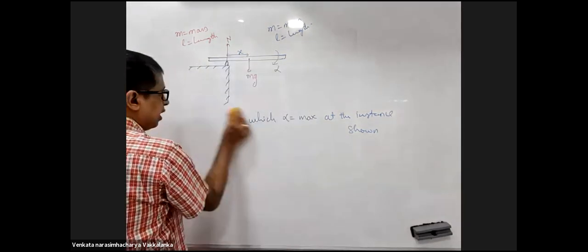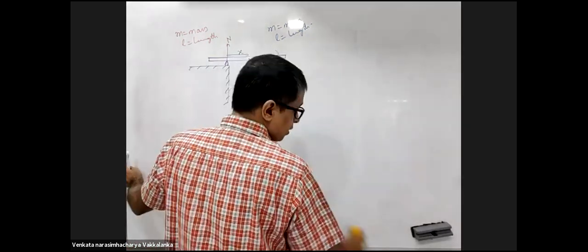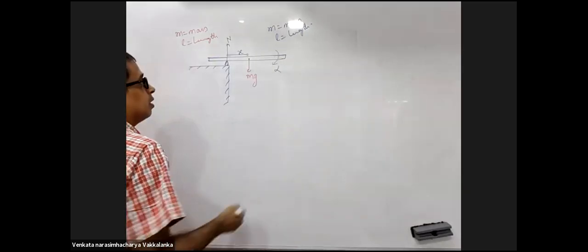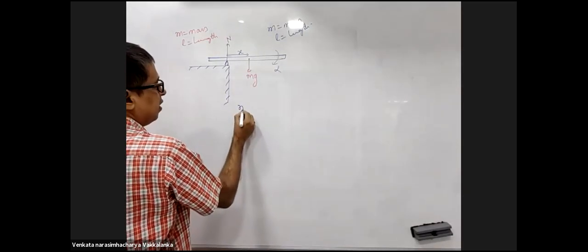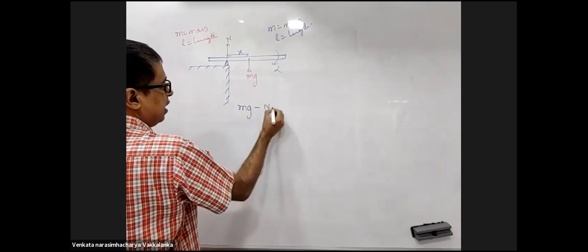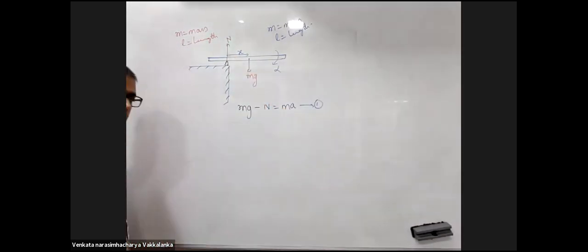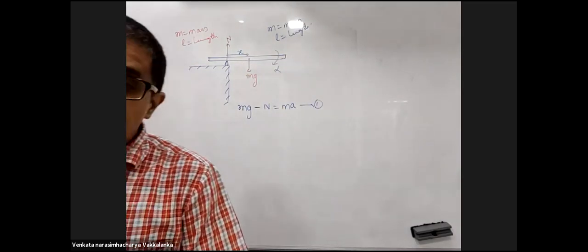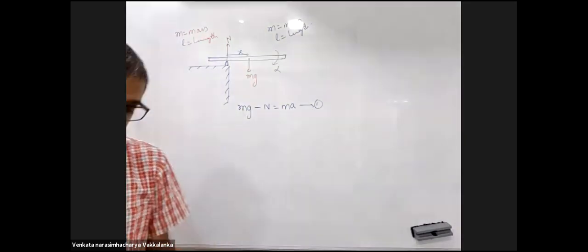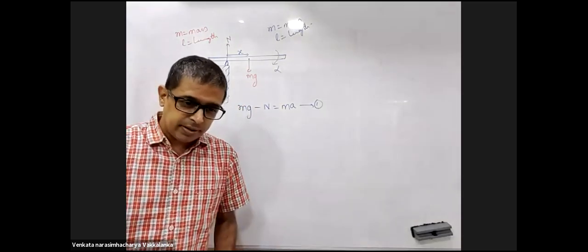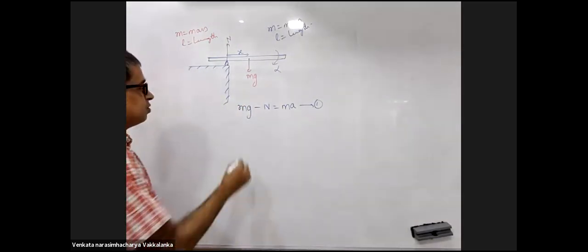First of all, let's calculate the value of alpha. How do you calculate the value of alpha? The translational dynamic equation is mg minus normal force is m into a. A is the acceleration of what? Which part of the body? Center of mass.